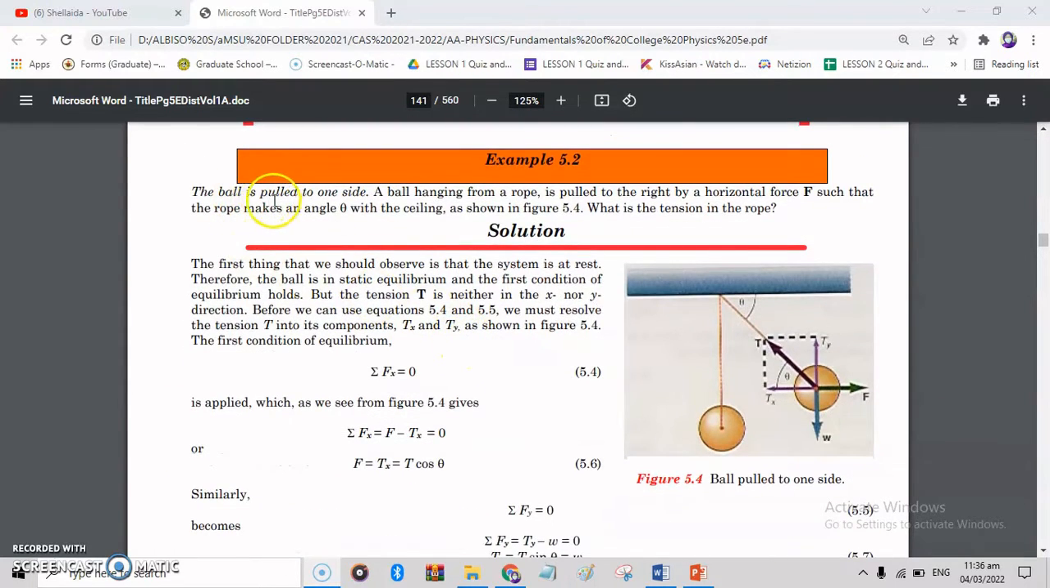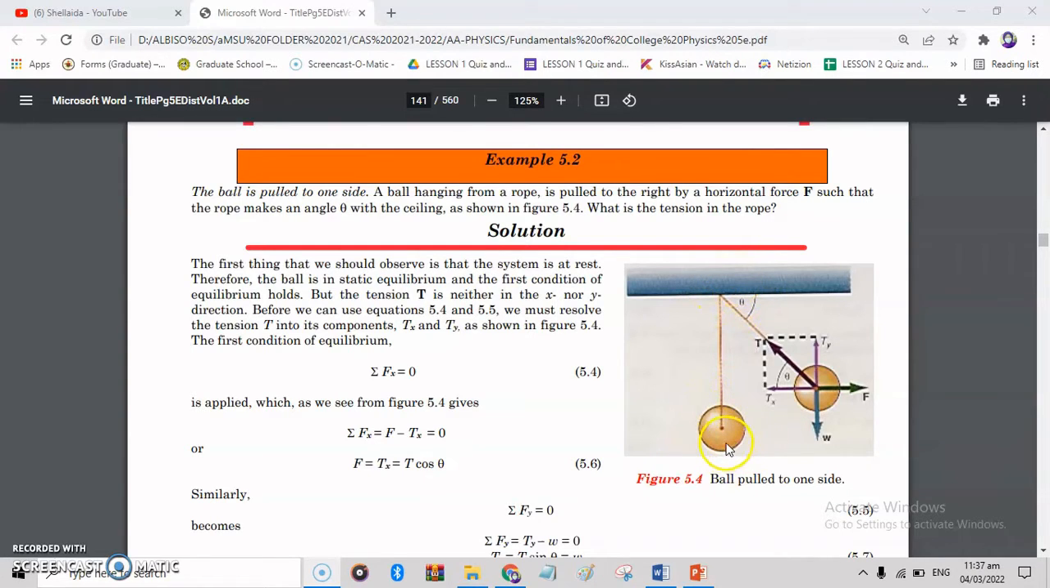5.2, there is this ball hanging from a rope that is pulled to the right by a horizontal force. So there is a horizontal force pulling the ball to the right. Now, the force F is such that the rope makes an angle theta with the ceiling. So, with an angle theta with the ceiling. This is the ceiling. What is the tension in the rope?